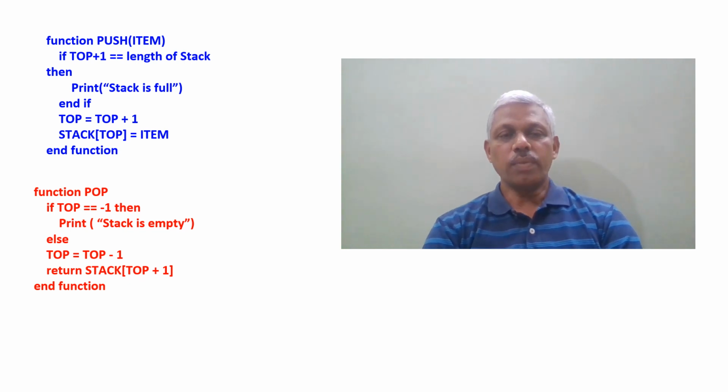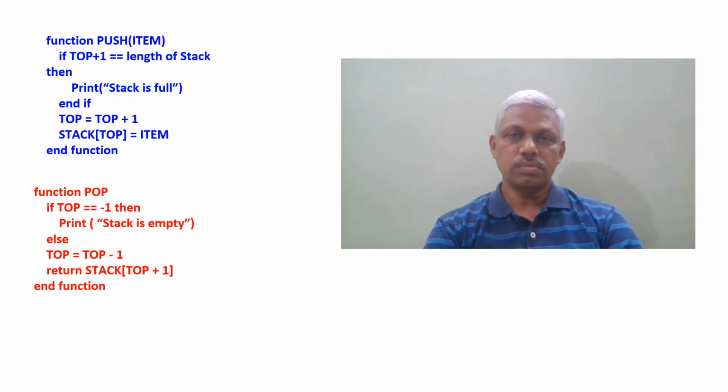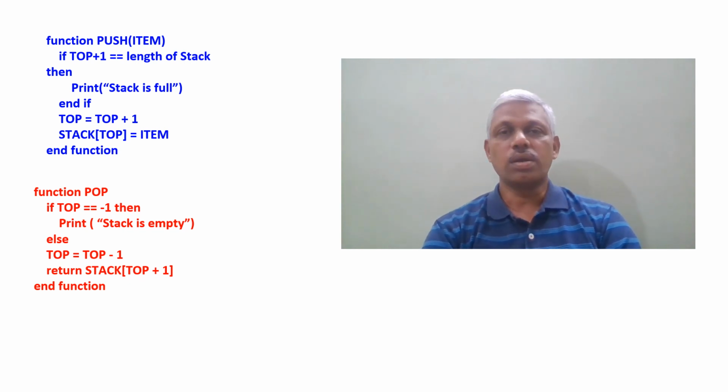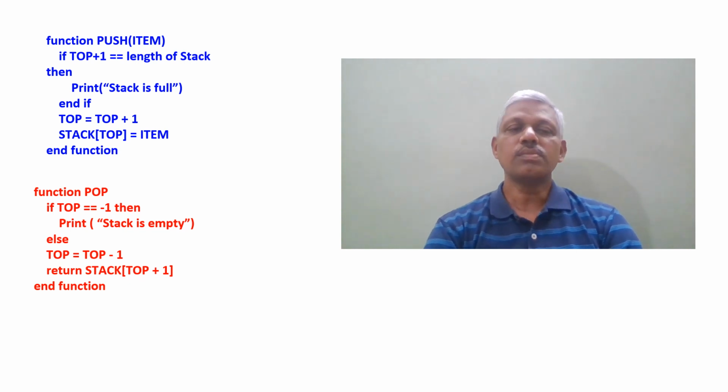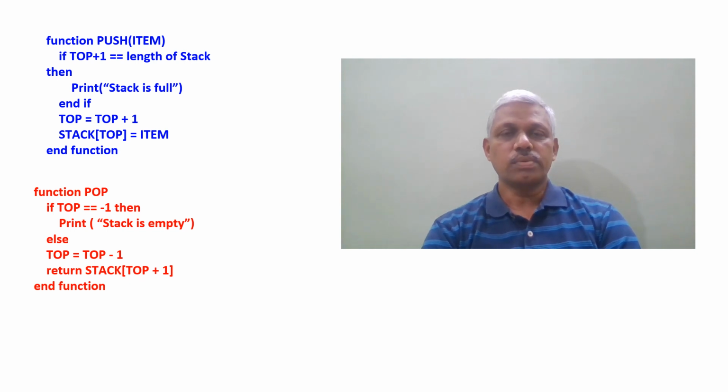When it comes to the pop, pop can be performed only when there are items in the stack. If by chance a stack is empty, we cannot perform the pop operation. So first we check whether top is equal to minus 1 or not. If top is equal to minus 1, it's an indication that the stack is empty and we cannot pop out any element from it. So if top is equal to minus 1, print stack is empty and just come out. Else, the current top has to be lowered because we are deleting one of the items. So the current top has to be lowered by 1.